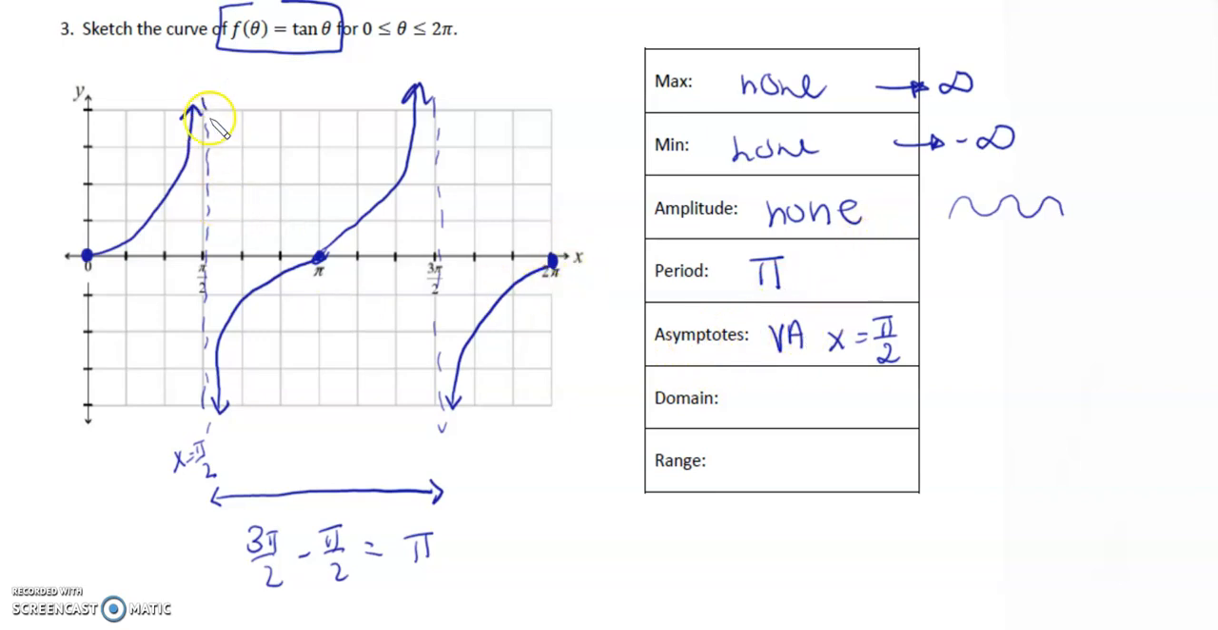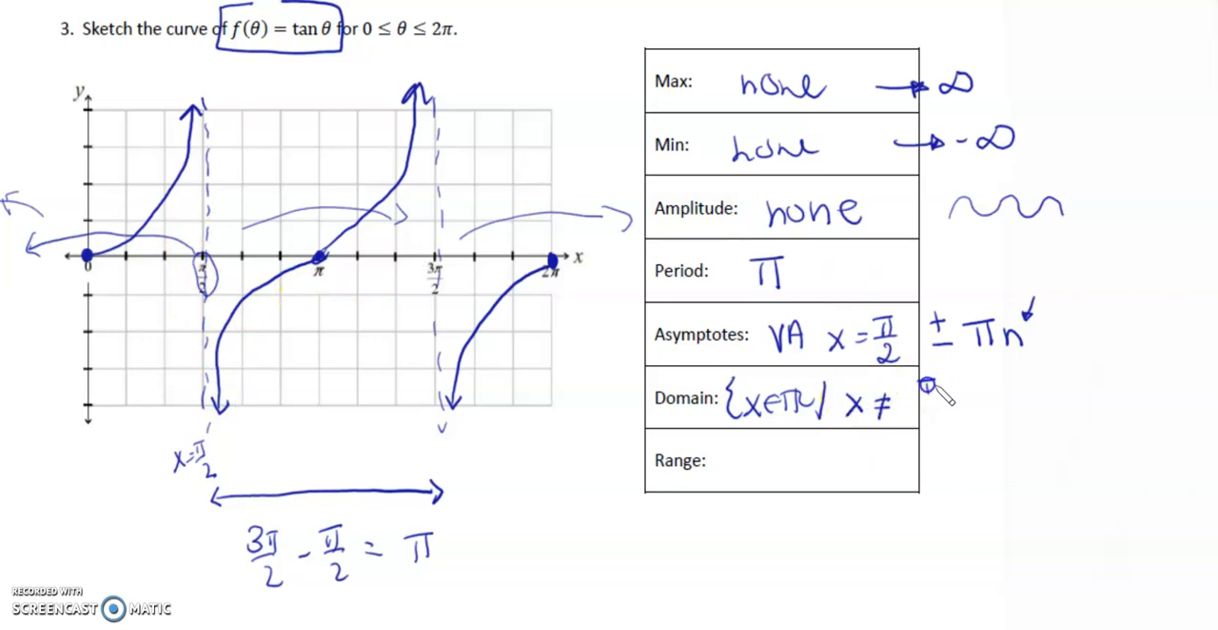The asymptotes occur starting at pi by 2. There's going to be an asymptote 1 period to the left and 1 period to the right, and then another period to the right and another period to the left. How we denote that is plus or minus the period, which is pi, times n, infinitely to the right and infinitely to the left, pi units away from one another. The domain is x ∈ R such that x is not equal to pi by 2 plus or minus pi n, because tan is never defined at a vertical asymptote. Those are the restrictions on the domain. And the range, as we talked about with the max and the min, is negative infinity to infinity.